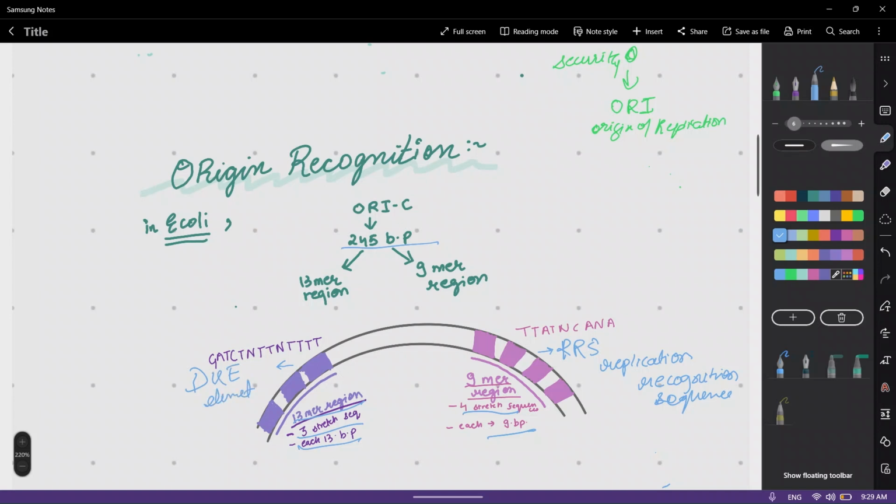Why it's called a DUE element, we will know in due time. Okay, that was a very lame joke, but I hope you have laughed.